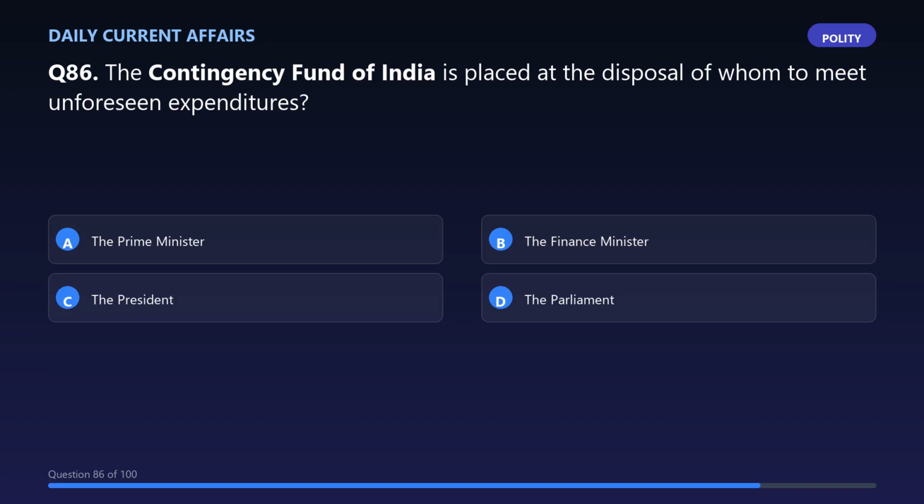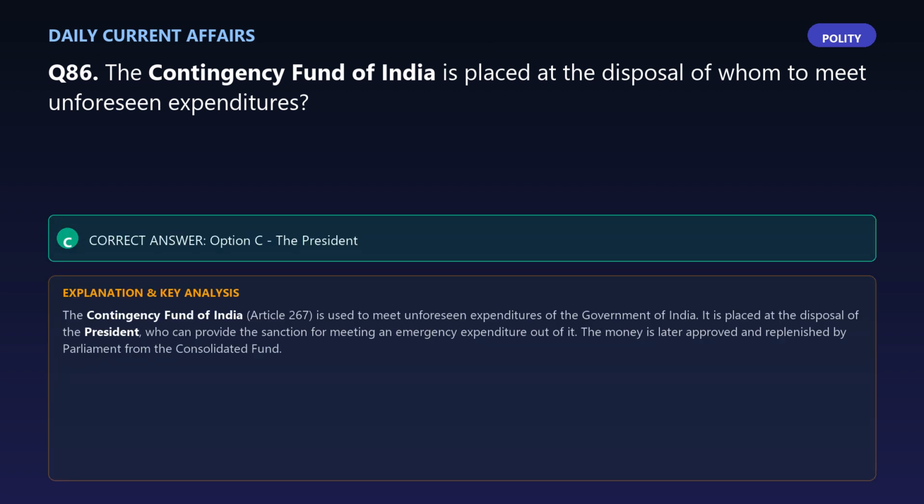Question 86. The Contingency Fund of India is placed at the disposal of whom to meet unforeseen expenditures? The correct answer is option C, the President. Explanation. The Contingency Fund of India, Article 267, is used to meet unforeseen expenditures of the Government of India. It is placed at the disposal of the President, who can provide the sanction for meeting an emergency expenditure out of it. The money is later approved and replenished by Parliament from the Consolidated Fund.